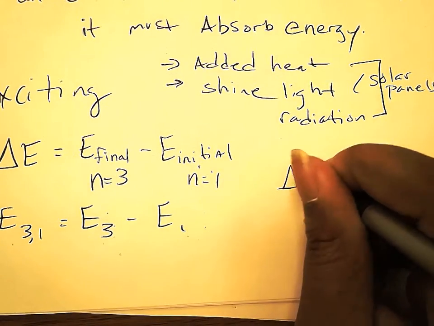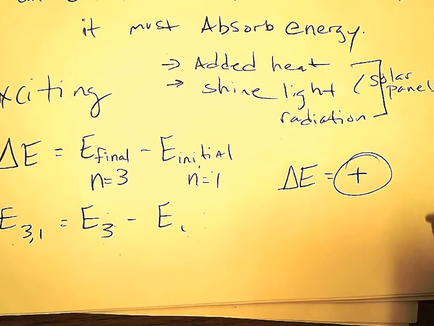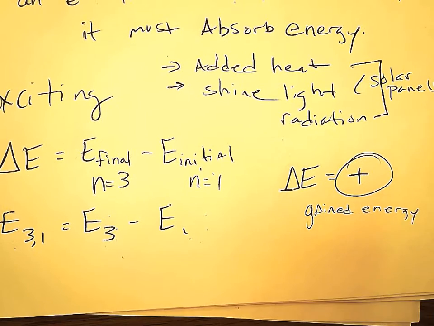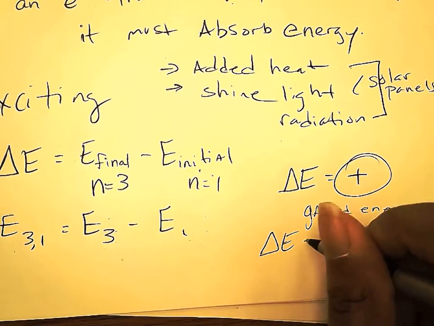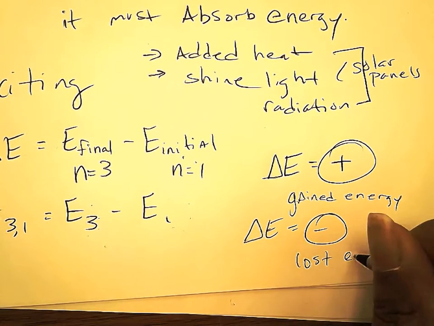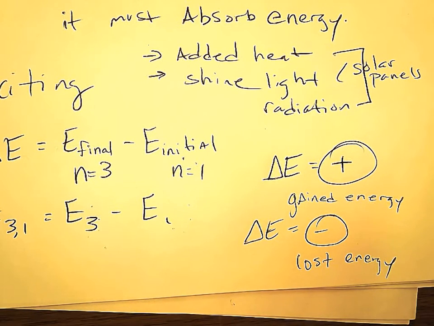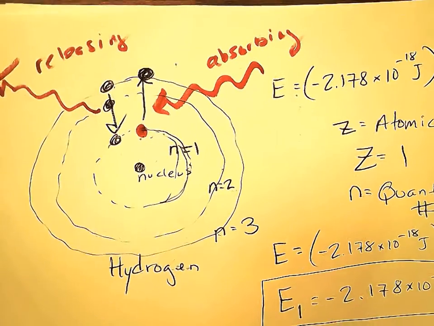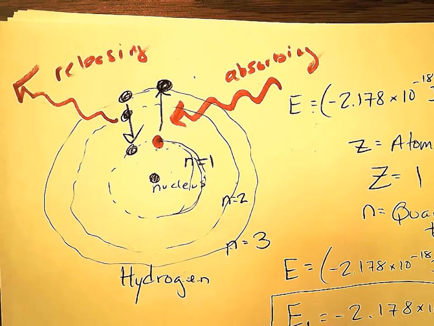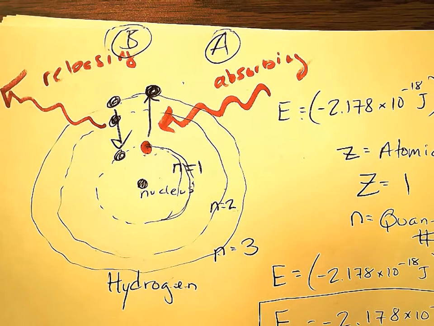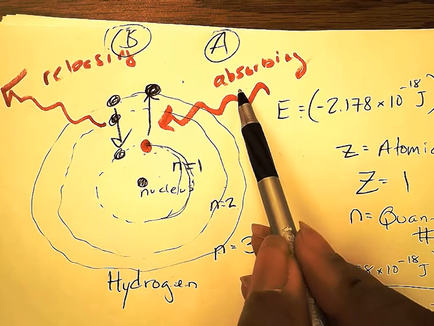If you calculate delta E and it's positive, what does that mean? My change in energy is positive, so I gained some energy. If my delta E is negative, what does that mean? That means I lost energy. And we should know when that happens. If I'm looking at the pictures, which of these mean gaining energy? Let's say this is A and this is answer choice B. Which one is gaining energy, A or B? A is gaining energy. I'm absorbing it.